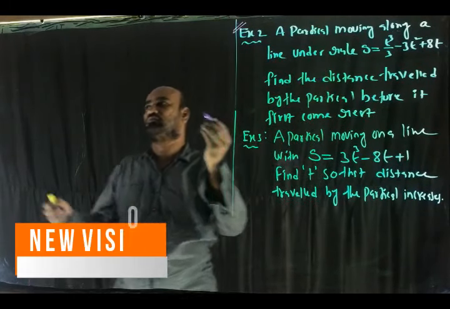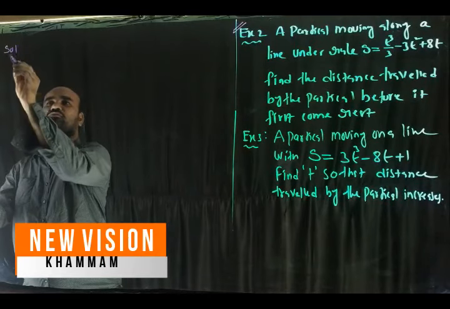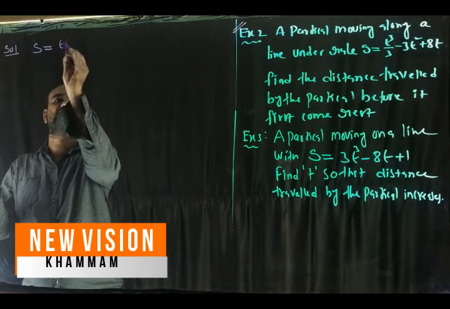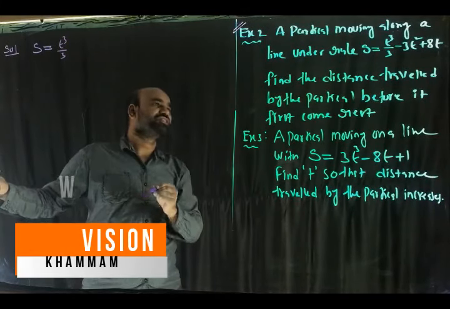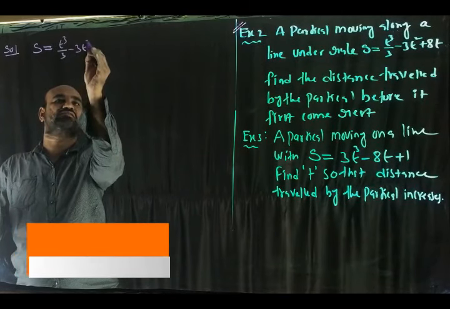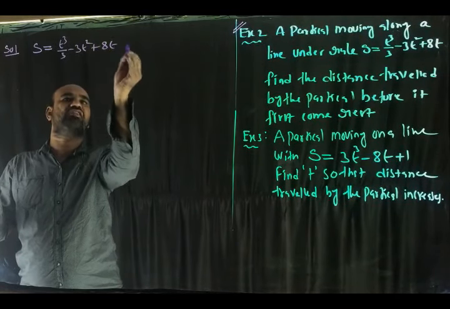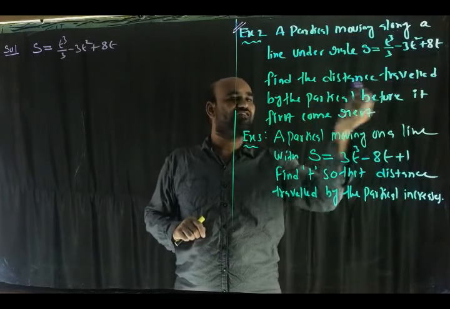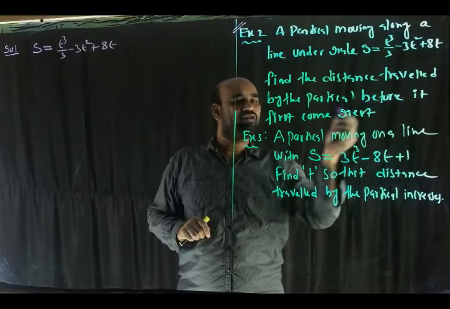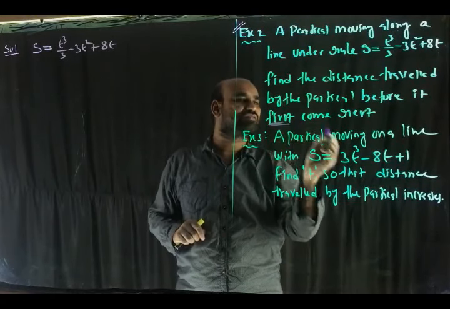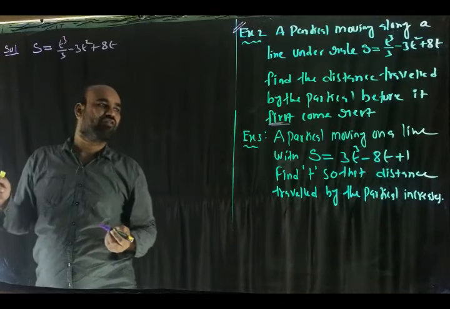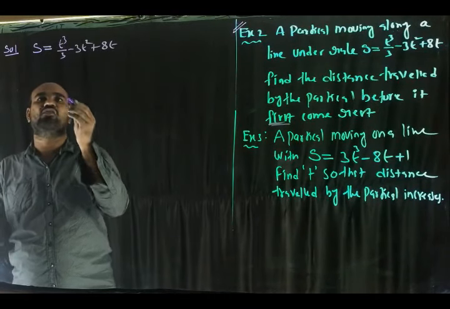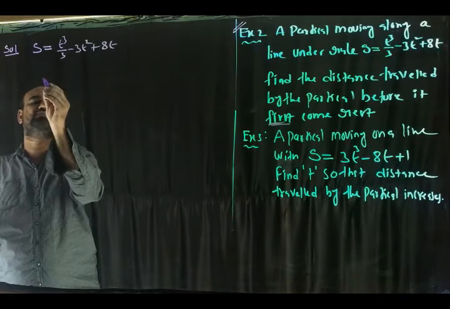Example 2. A particle is moving along a line under the rule S equal to t cube by 3 minus 3t square plus 8t. Under this rule, the particle is moving along the line. Find the distance travelled by the particle before it first comes to rest. When the particle comes to rest, velocity should be 0. We should find at what time velocity is 0.